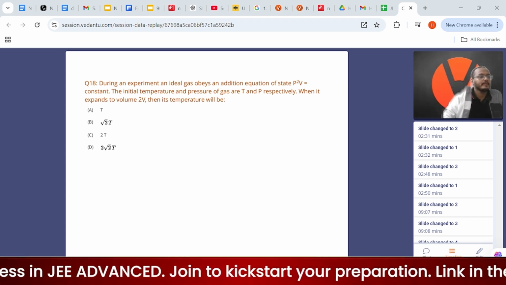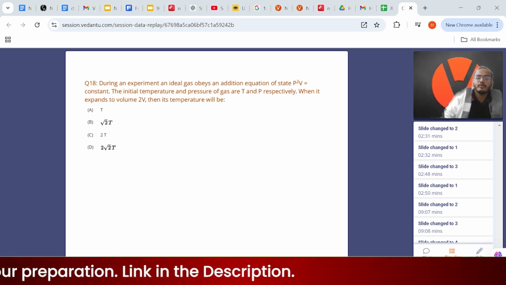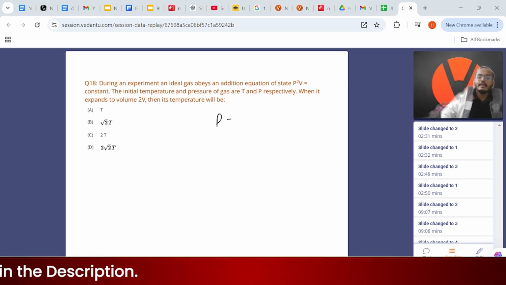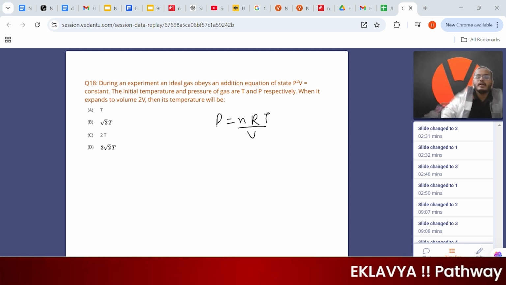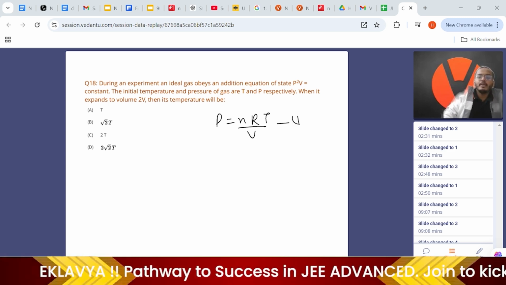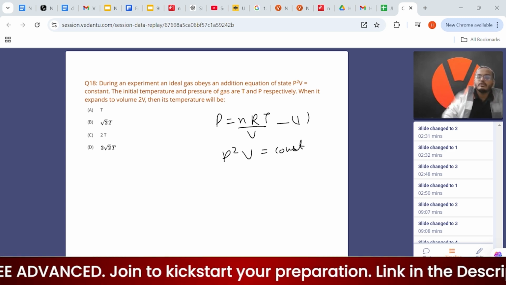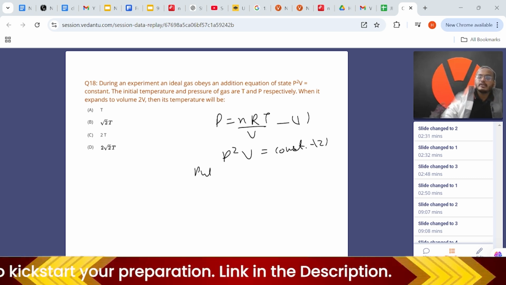Okay. We know that P is equal to nRT upon V, since it is an ideal gas. So according to this, let's say this is equation number 1, and P squared V is equal to constant, which is equation number 2.